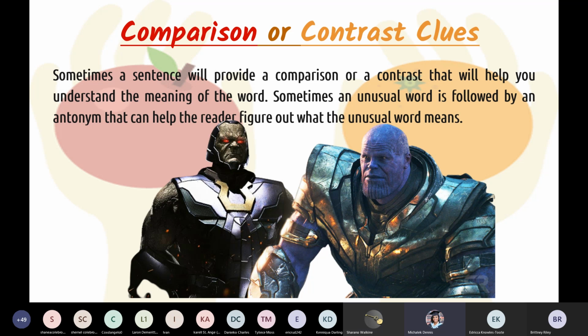Okay, so we're looking at differences now. So let's look at contrast. What do you see different about Darkseid and Thanos? What are differences? Do you see anything that's different about them? Okay, one has red eyes. Okay. Someone said one is green and one is purple, called D'Angelo.